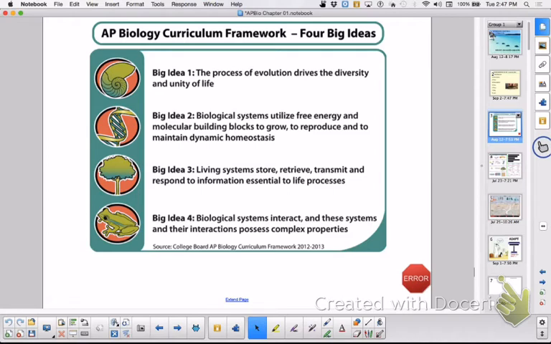So big idea 1 is the process. We're going to remember the process of what? Evolution. Say that with me. Evolution. Okay. Then the second big idea, what did we talk about? It's all about what? Energy. What's the third big idea about?